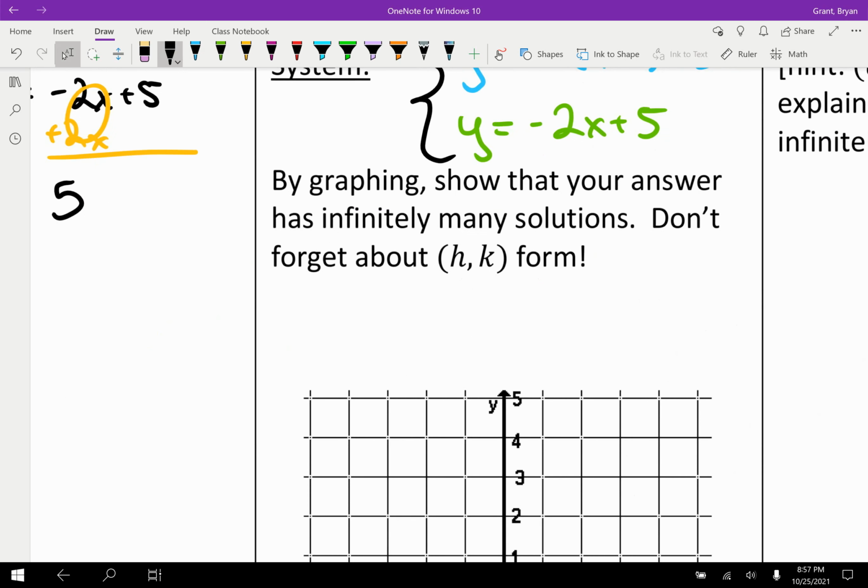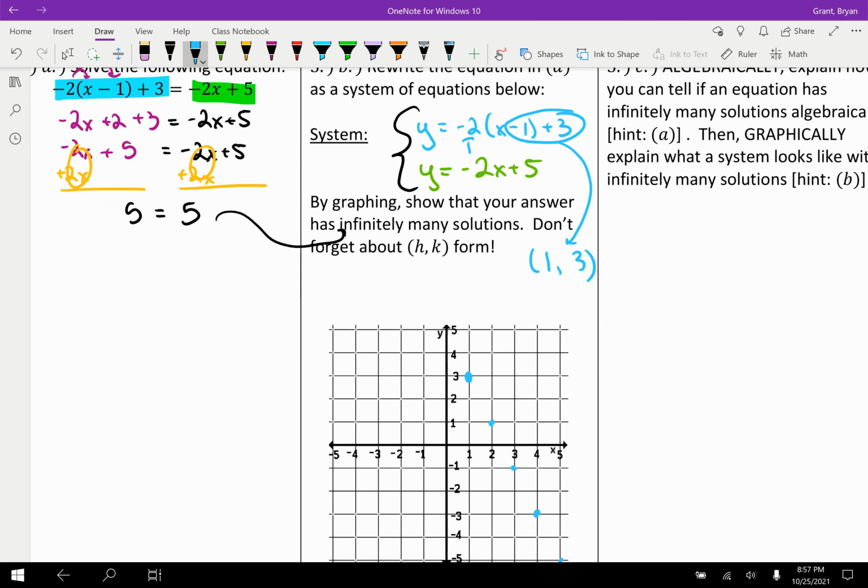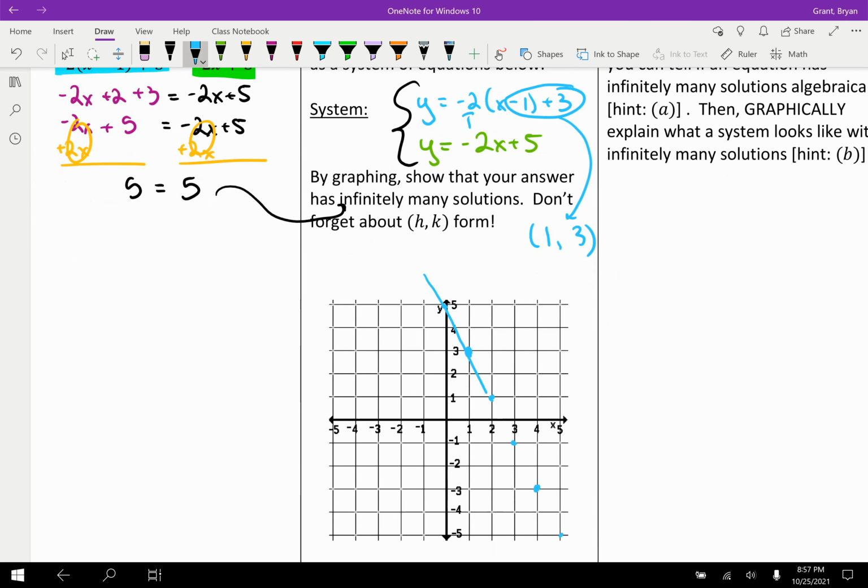The equation in blue is in HK form. HK form always gives us a point, a starting point, 1 comma 3, over 1, up 3. And then we, of course, have our slope, down 2 over 1. As we connect those, we get one line.